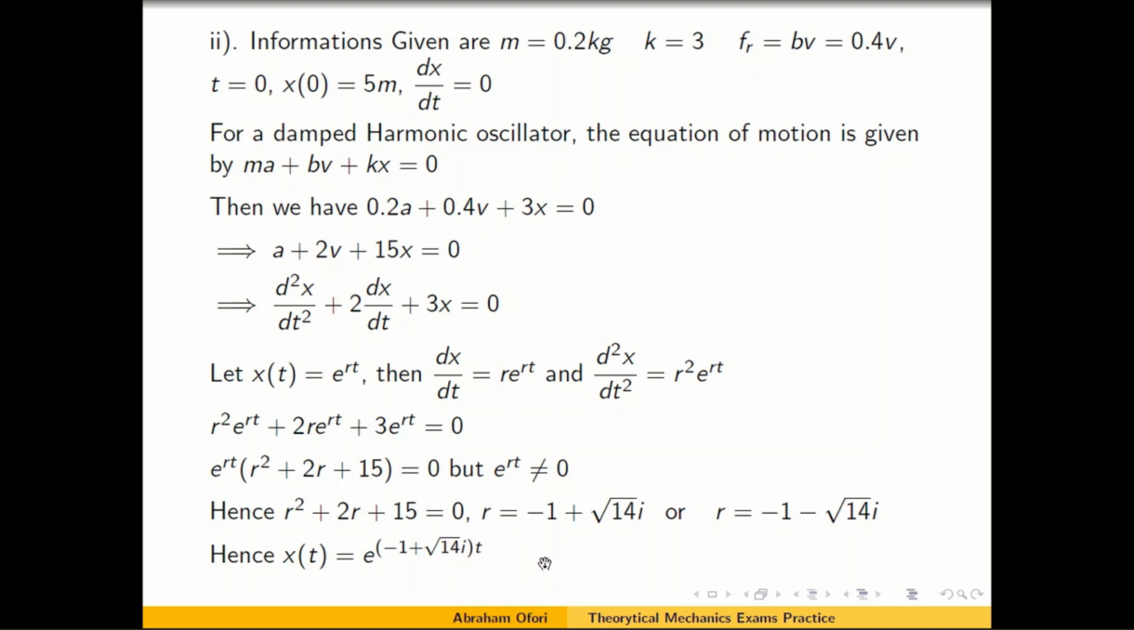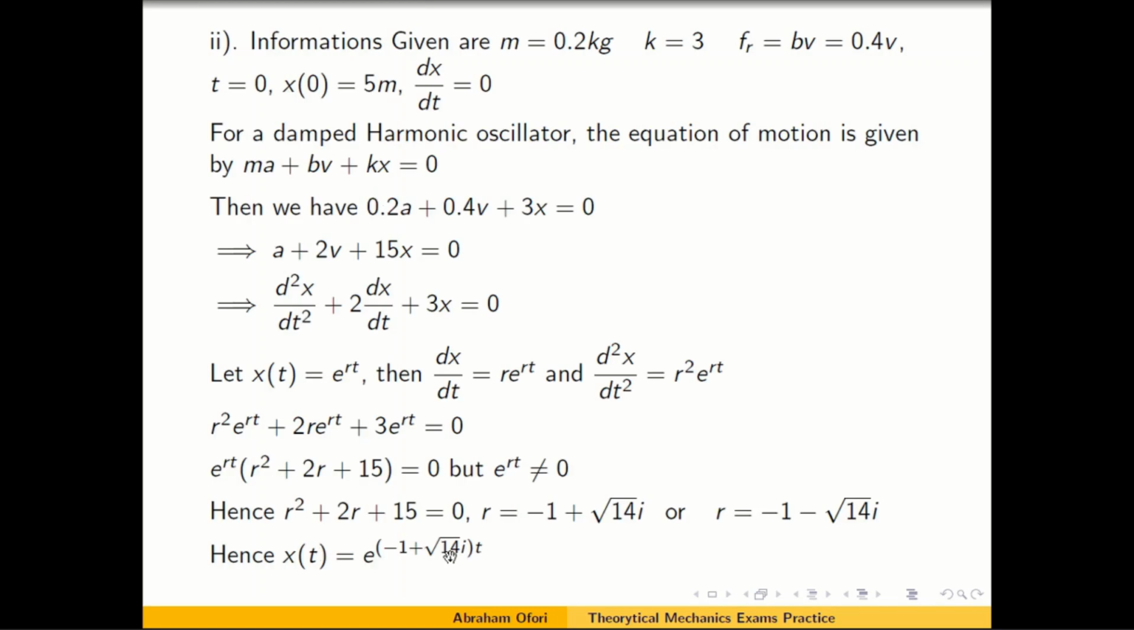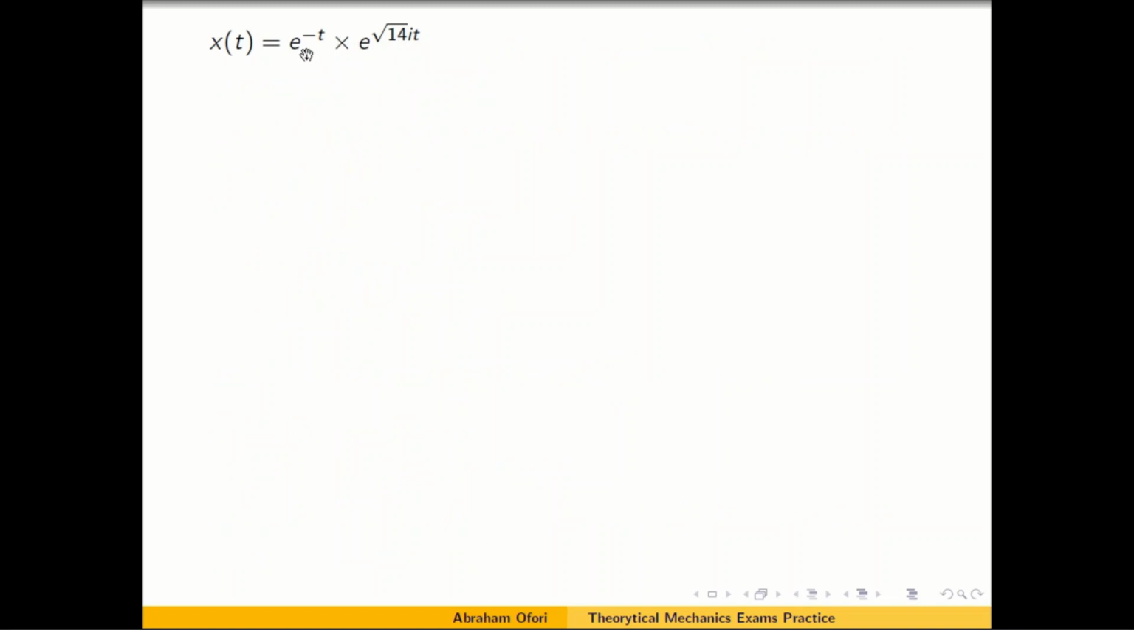Okay, all right. So x of t is equal to, again here I can multiply this through and get minus t plus square root of 14 ti, and from indices this can be rewritten as e to the negative t times e to the square root of 14 it. When I compute this, I'll get what we had back.